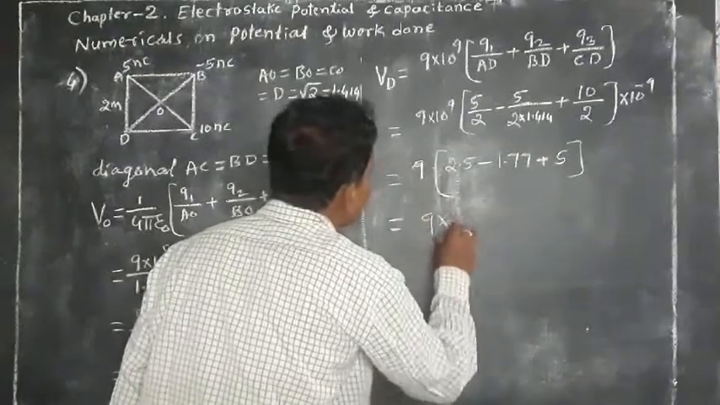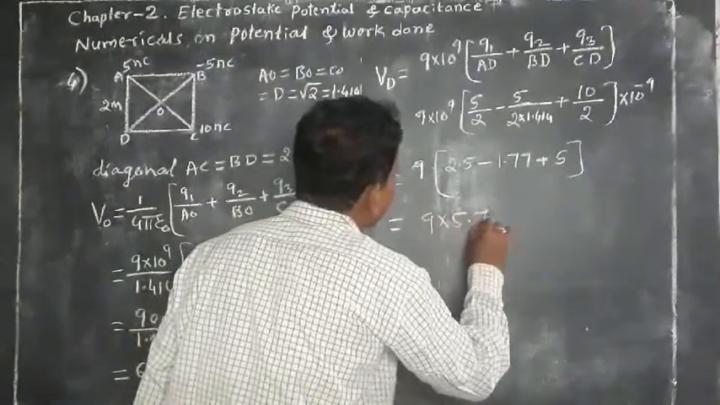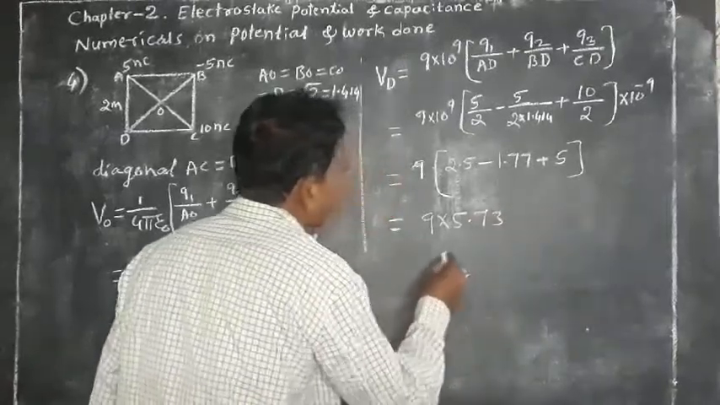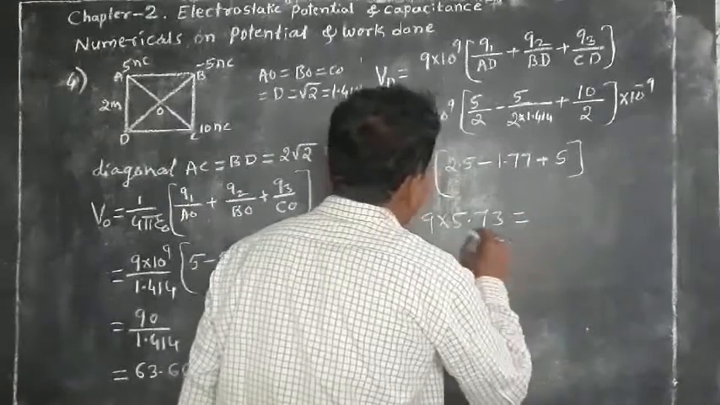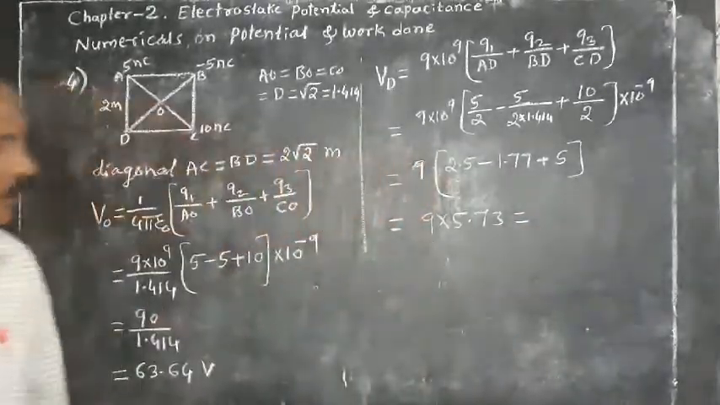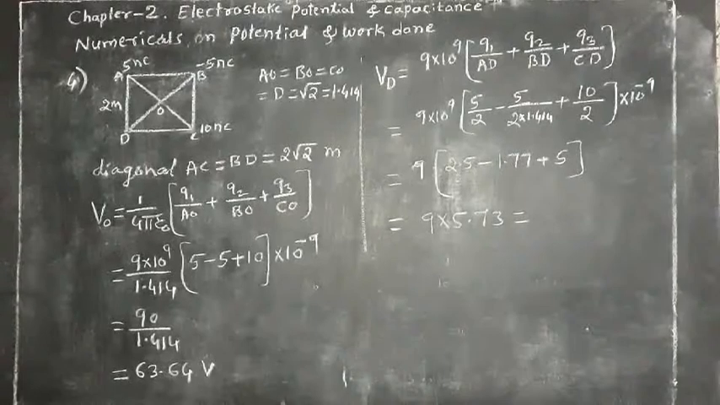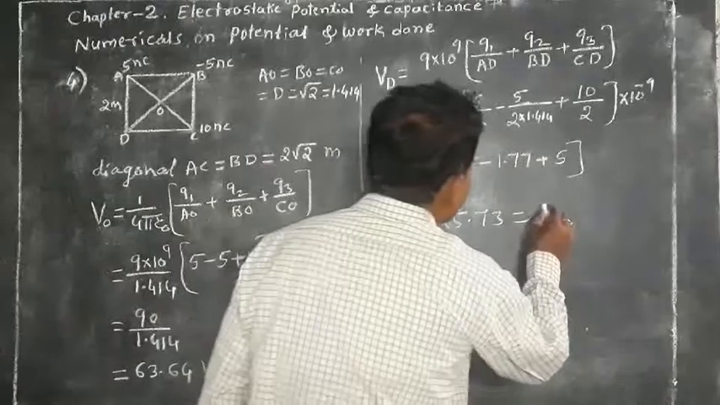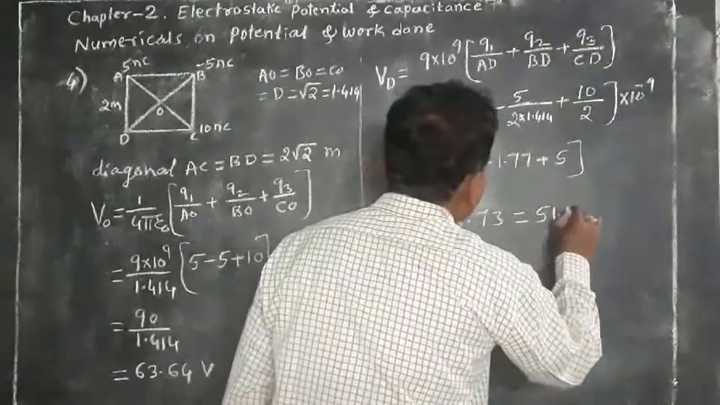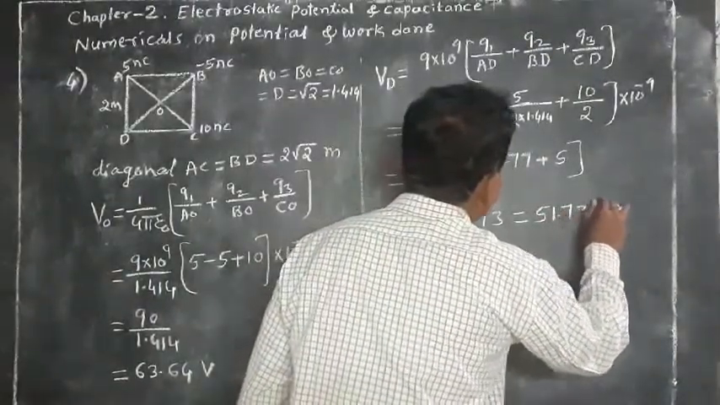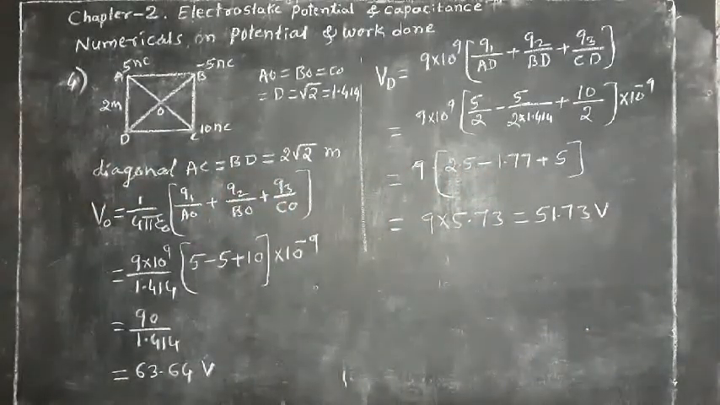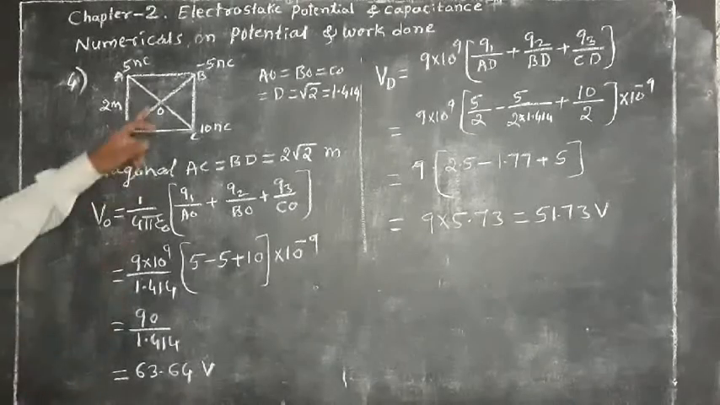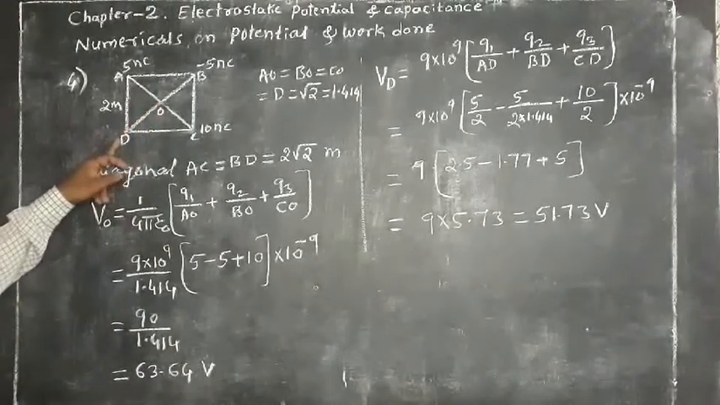That is equal to 9 into 5.73, which is equal to 51.73 volt. Therefore, there is a difference between the potential at O and the potential at D.